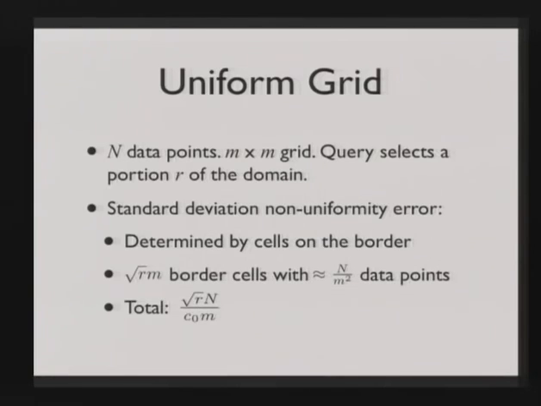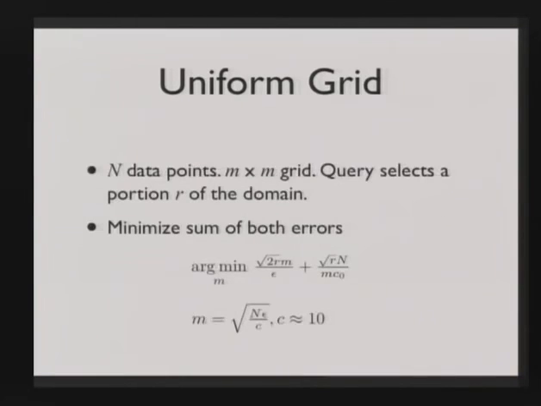So the next step is to choose a value of m that minimizes both the noise error and the non-uniformity error. So I've turned this into an optimization problem. I want to choose the smallest m such that this sum is minimized. And it turns out that the best m to choose would be square root of n epsilon over c, where c is some small constant greater than 1. In our experiments, we have seen that choosing this constant to be around 10 is good for most data sets. In reality, any value of c that is between 0 and, let's say, 20 or 30 should give you more or less good results.